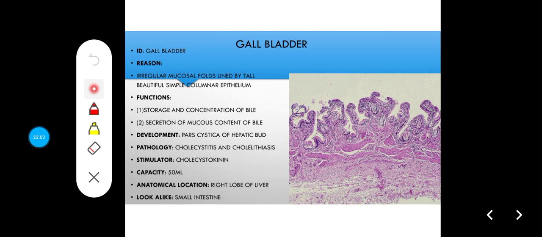So this is how the gallbladder looks. Note the irregular mucosal folds, which is the most important thing. Absence of submucosa, so there is no submucosa here. All these folds are mucosal folds. And then the next layer, immediately after the mucosal folds, is the fibromuscular coat. So that's it about the gallbladder.